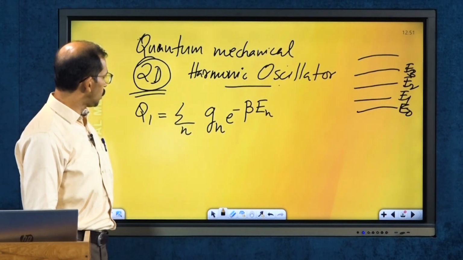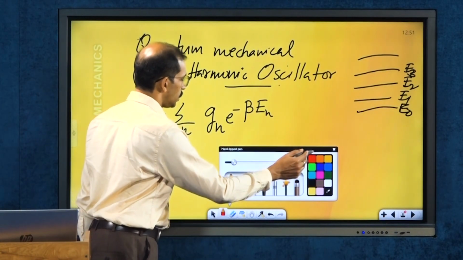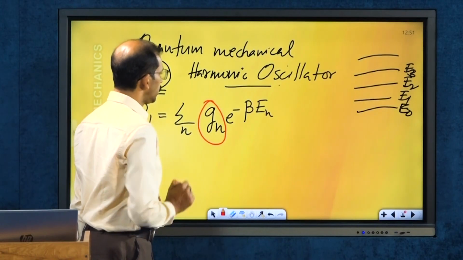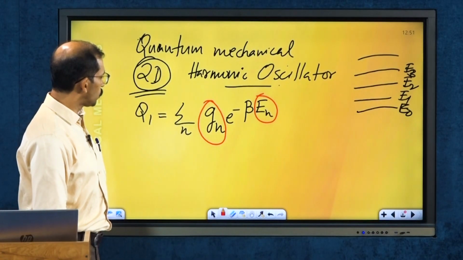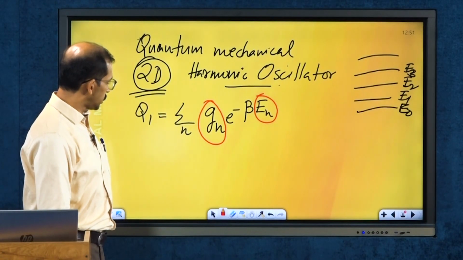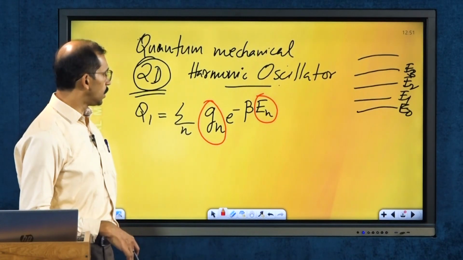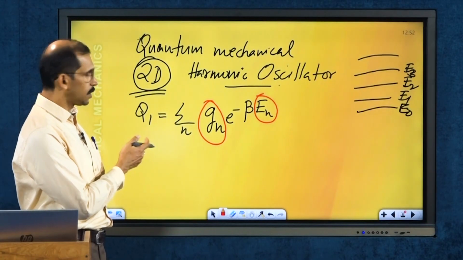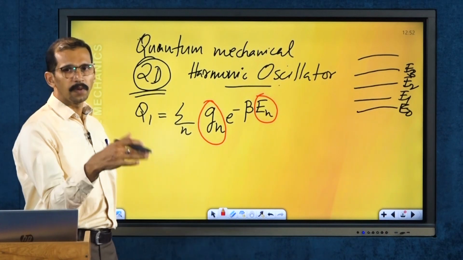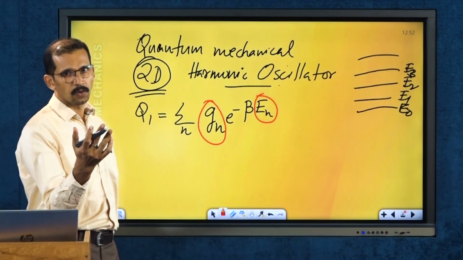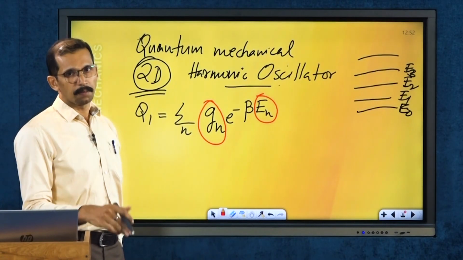So naturally, what all things do we need to calculate? We need to calculate the Gn and the En. If we get the expression for Gn, which is the degeneracy, and En, which is the energy corresponding to the nth energy level, we will be able to substitute that over here and calculate the single particle partition function, and from there we will be able to extend the single particle to the n particle partition function.